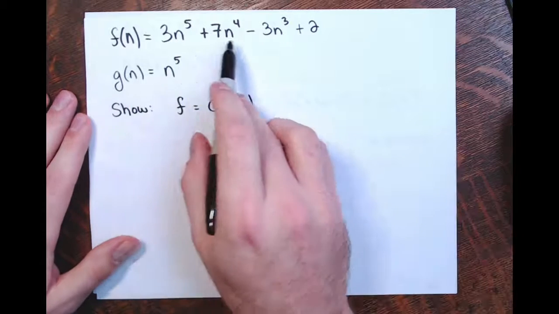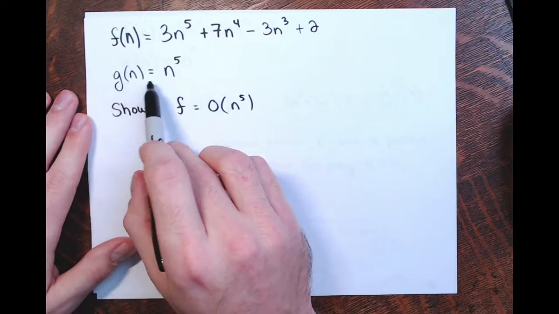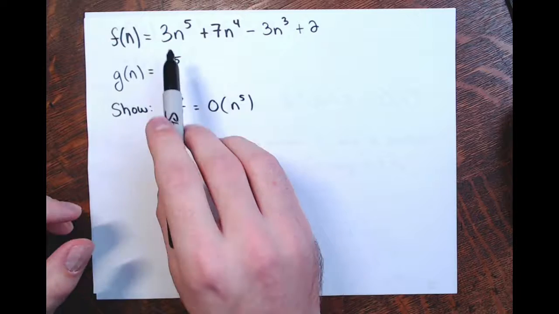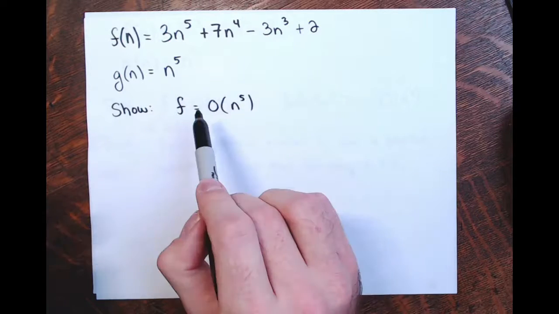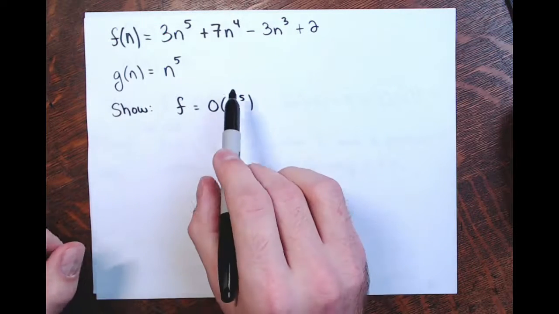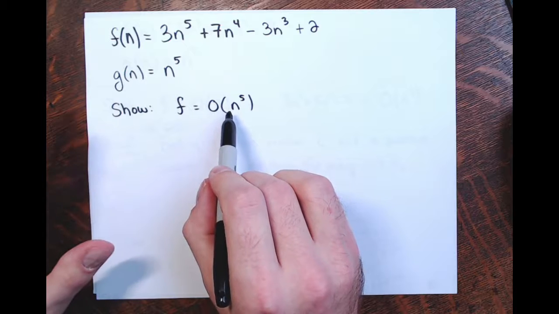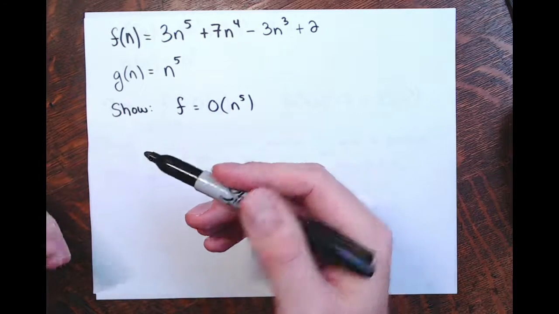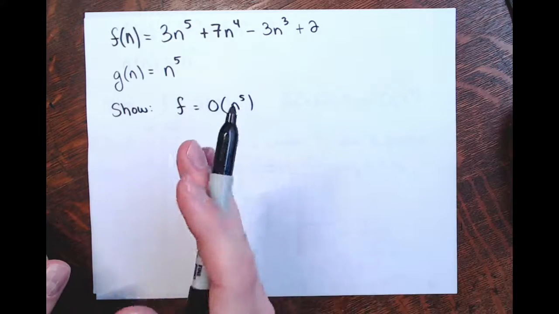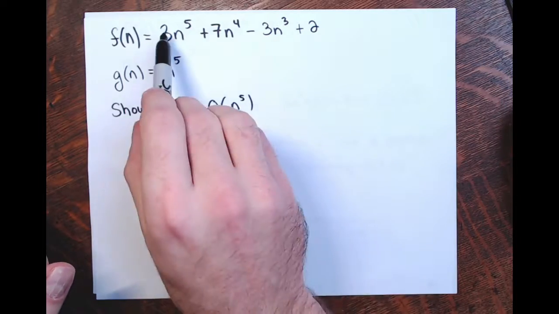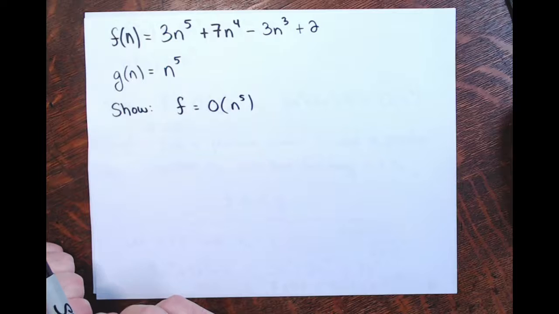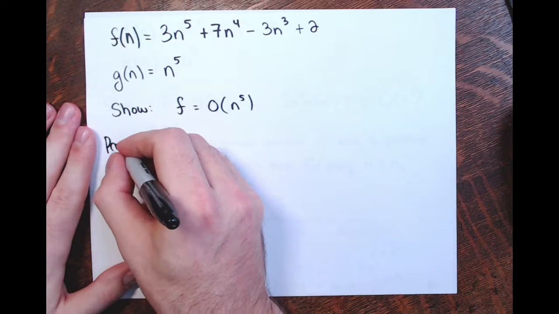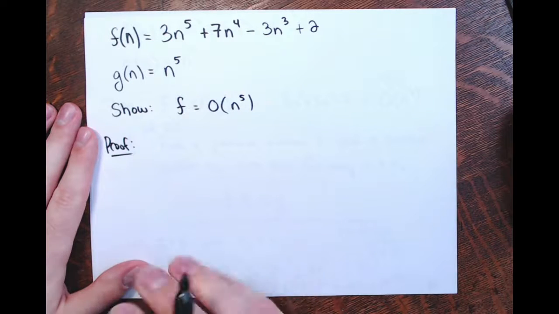Okay, so here was f, and g this time is n to the fifth. We're supposed to show that this function here is O of n to the fifth. That means that some positive multiple of n to the fifth is eventually larger, forever, beyond some value n0, than f. So again, what they're saying is you can do this pretty easily with polynomials, with polynomials only.